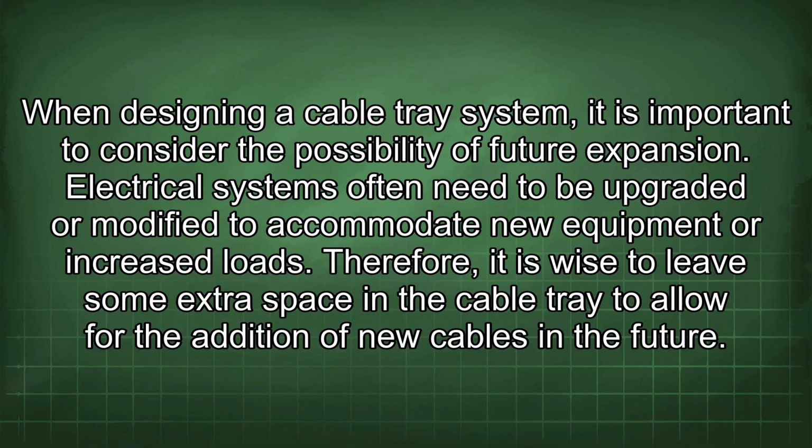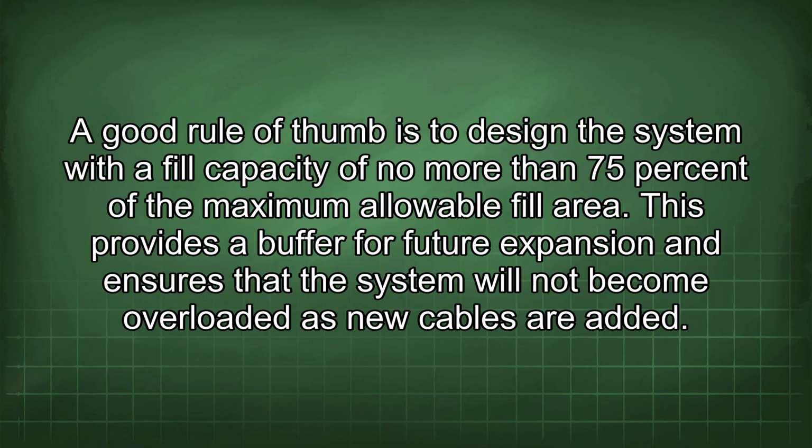Electrical systems often need to be upgraded or modified to accommodate new equipment or increased loads. Therefore, it is wise to leave some extra space in the cable tray to allow for the addition of new cables in the future. A good rule of thumb is to design the system with a fill capacity of no more than 75% of the maximum allowable fill area. This provides a buffer for future expansion and ensures that the system will not become overloaded as new cables are added.